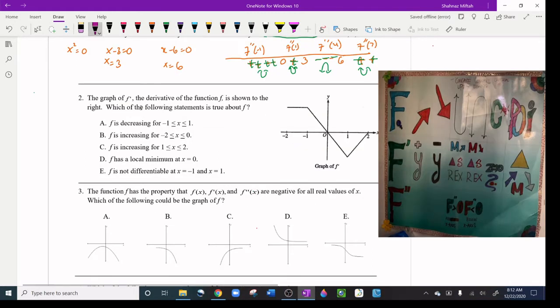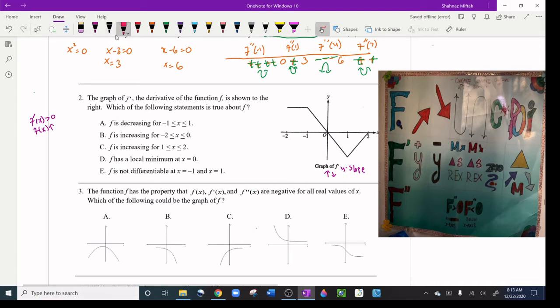Question number 2, the graph of f prime, the derivative of the function f, is shown to the right. Which of the following statements is true about f? So we already know if this is f prime, then it means we are talking about increase and decrease. F prime is always increase or decrease, and every y value is a slope. And also relative maximum and relative minimum deal with f prime, like a first derivative. So in this case, if every y is a slope, it means when f prime of x is greater than 0, then we say f of x is increasing.